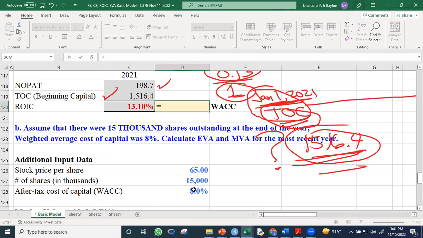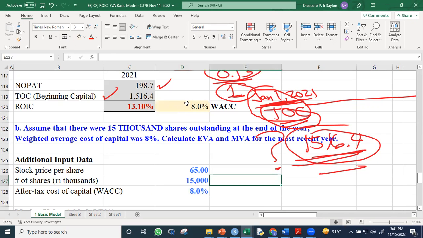The WACC is 8%. So what does that mean? The cost of borrowing money, of raising funds is 8%. The return from these operations is 13.1%. So did management give a good account of itself? Yes. Why? They were able to generate a return on capital greater than the weighted average cost of capital.